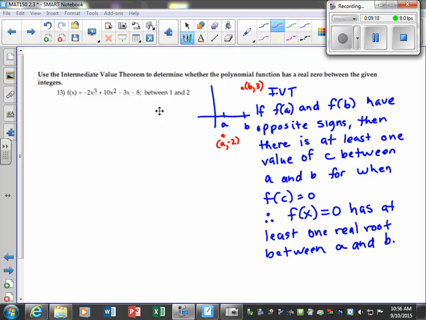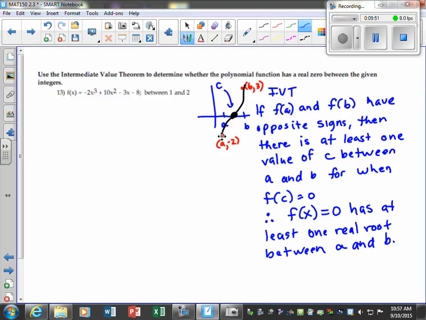So the image of this might help clear this up a bit. Say I had this function, and when I took a as the x value and plugged it in, I got negative 2, so my point was here. When I took the value of b and plugged it in, I got the y value of 3. Well, if I have a y value of negative 2, and then a y value of 3, at some point when I graph this thing, it has to cross the x-axis, which we're saying would be a c.